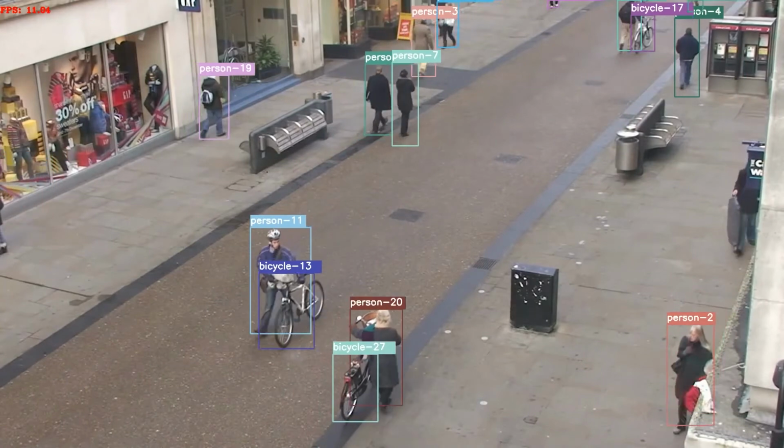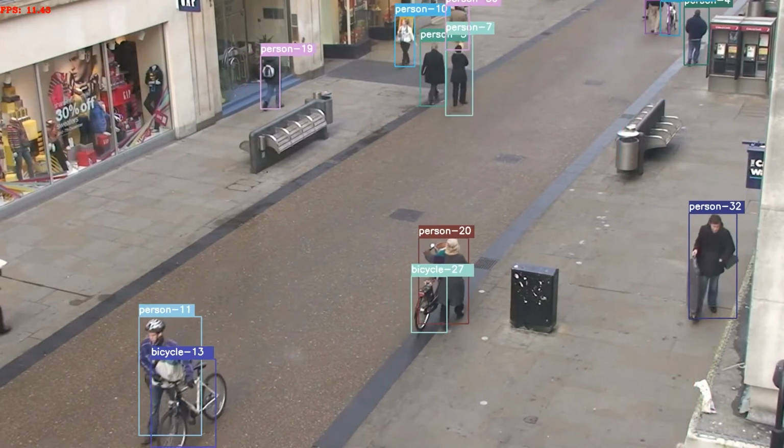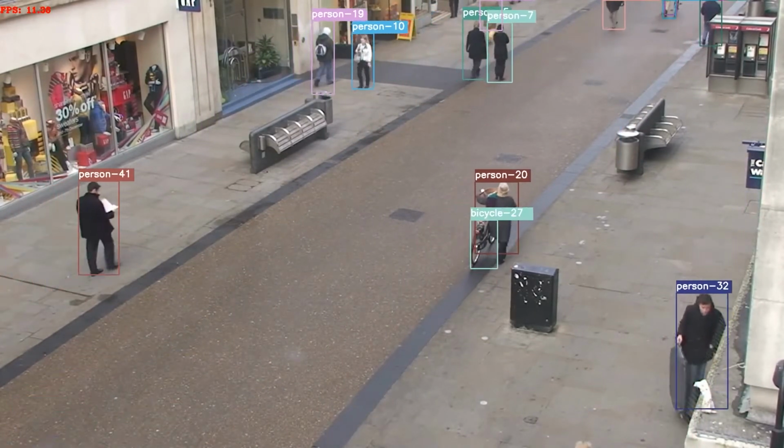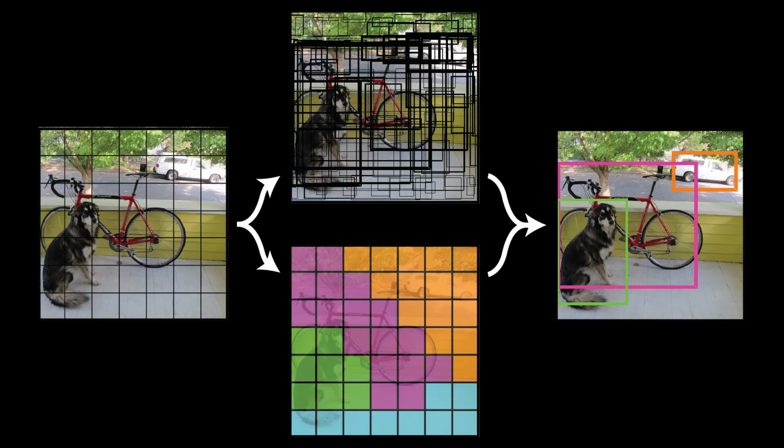Today, in this video, I'll be explaining what YOLO is, how it works, and how we can implement YOLO in our everyday lives. So, let's begin with the basics. What exactly is YOLO? YOLO is a super popular form of object detection because it achieves high accuracy while also being able to run in real time.